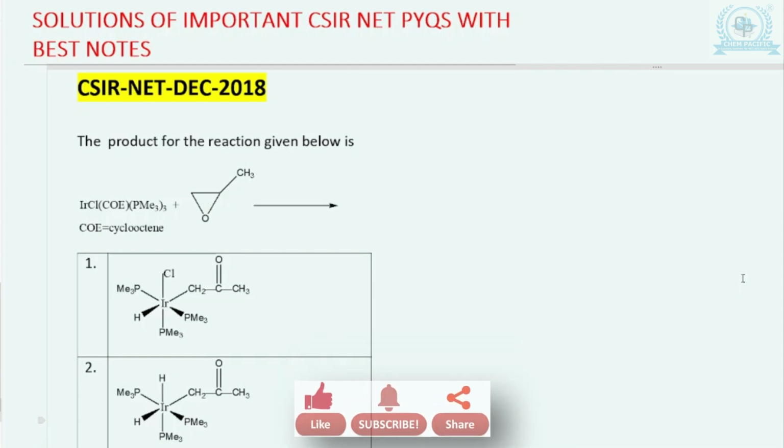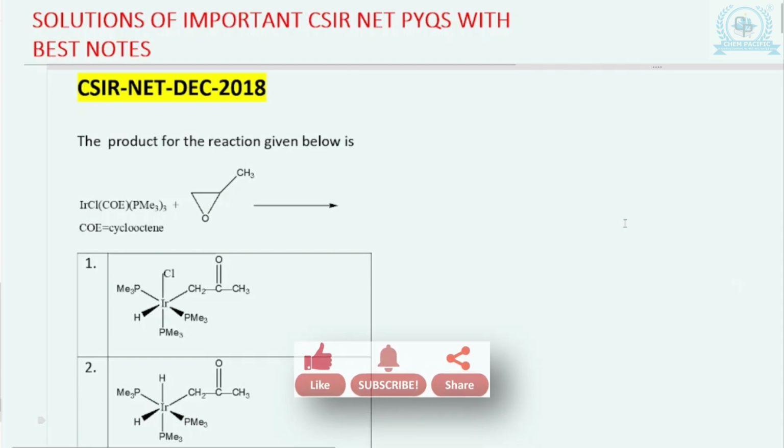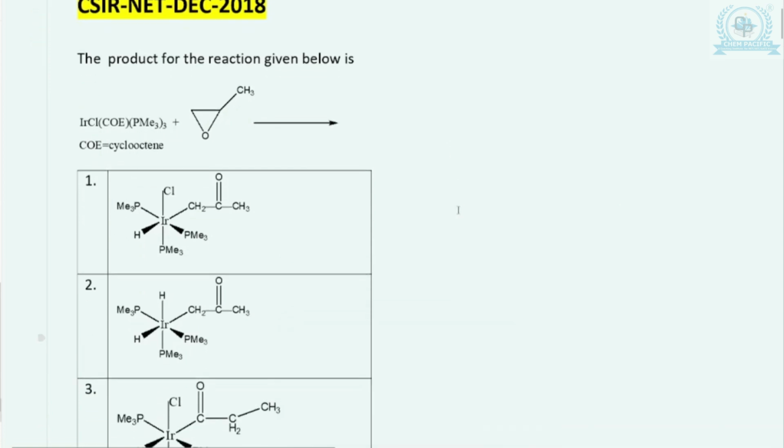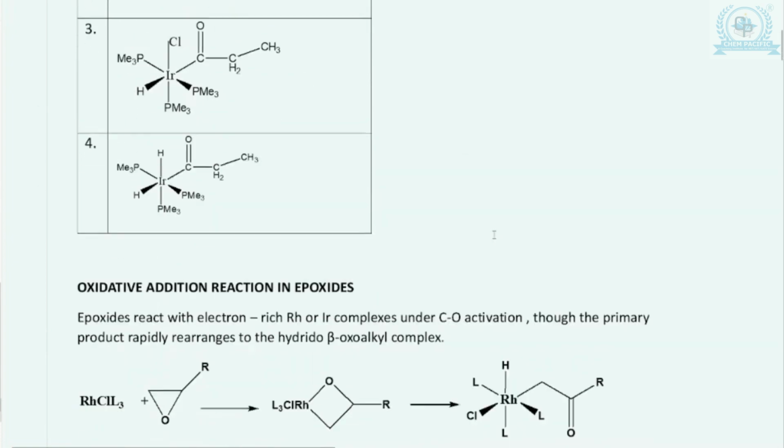Now, let's get started. The very first question is CSIR-NET December 2018. This is the reaction, and they're asking the product of the reaction given below, and these are the reactants. So what is going to be the product? In order to solve this question, let us first study these notes.